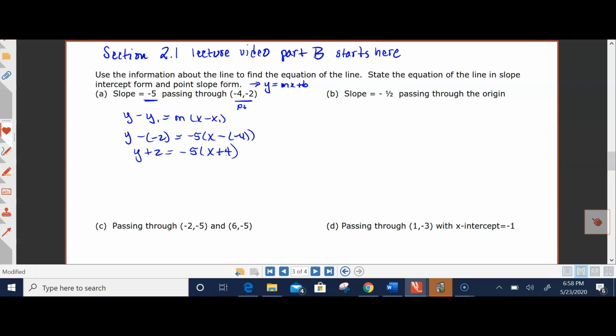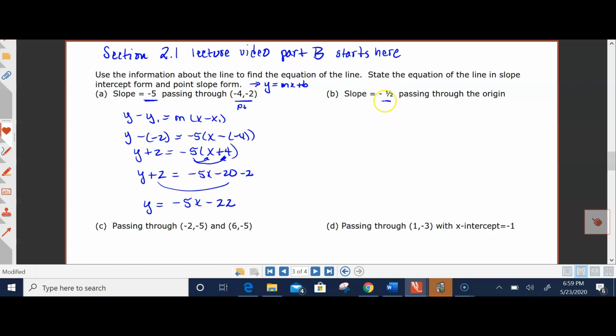So that's my equation, but we want it in slope-intercept form. So let's go ahead and change this by distributing the -5: -5x minus 20, and then subtracting my 2. So my equation is y equals -5x minus 22. Let me check my work. Slope is -5. X1 is -4, which turns to a +4. Y1 is a -2, +2. Yes, we're good. So let's check out the next one.